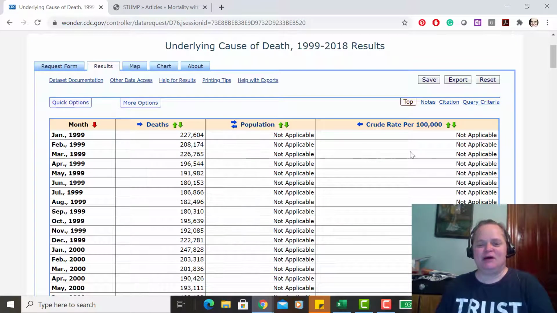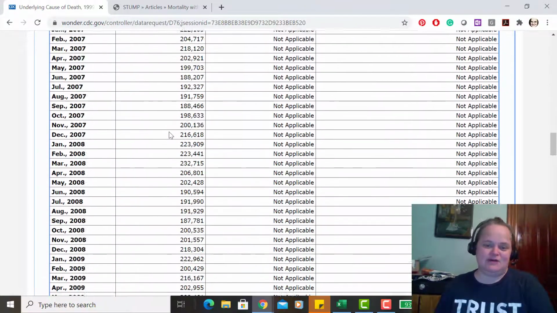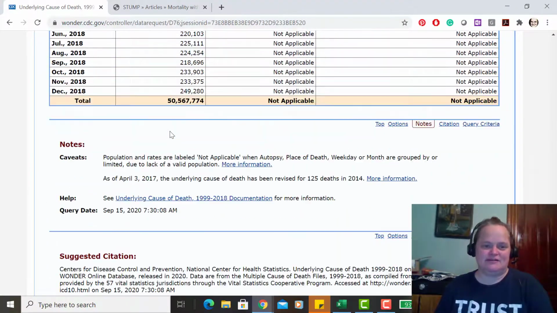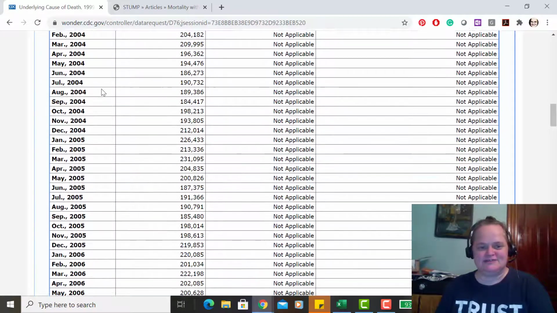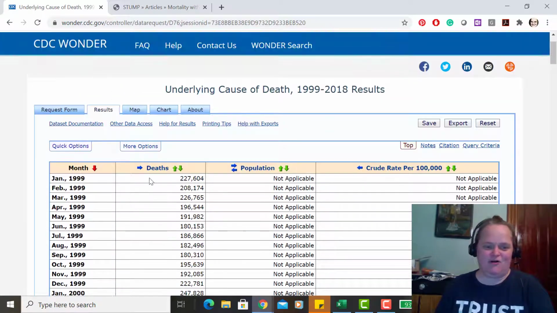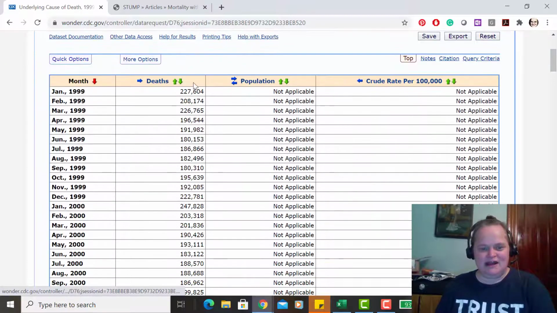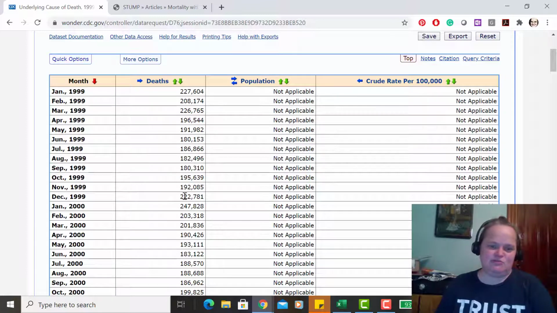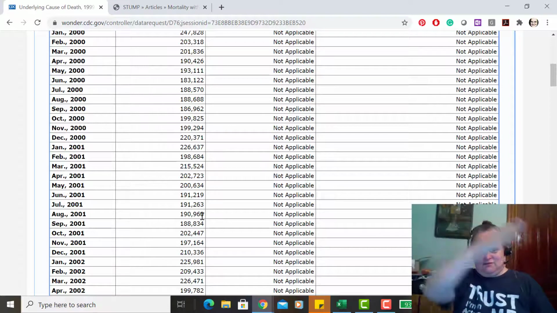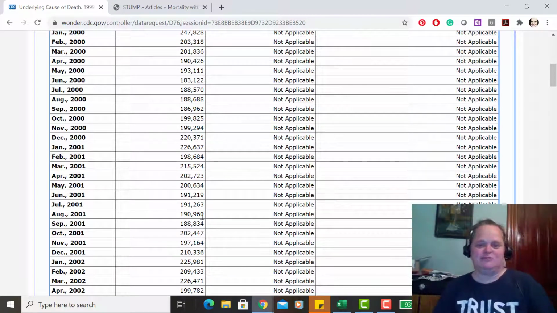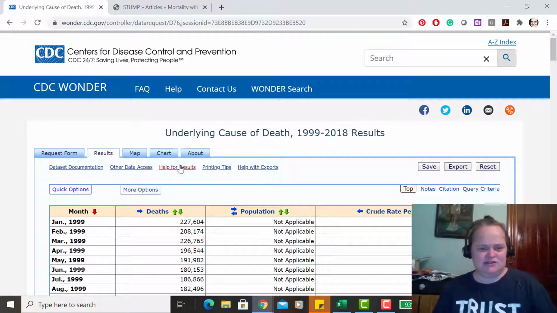Okay, so you'll see population and crude rate is not applicable, and that's because, well, they could have made it applicable, but it doesn't matter. Anyway, they give us month and year for each of these. I was kind of hoping it would collapse it, all of the Januaries and all the Februaries, but it did not. That's okay. But you can kind of see for any given year, January and December tend to be the peak months. So it's kind of like a peak and a trough in the summer, and then it goes up. I'm not going to, well, actually, let's do a chart.